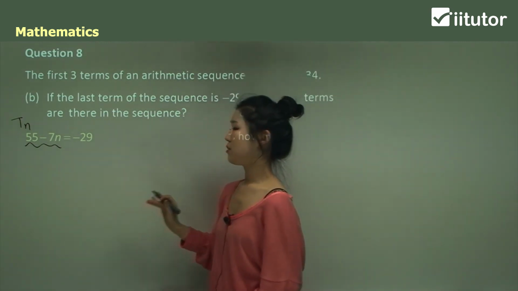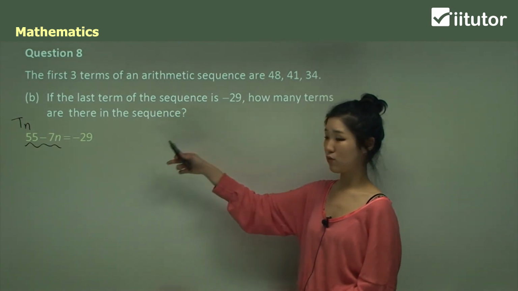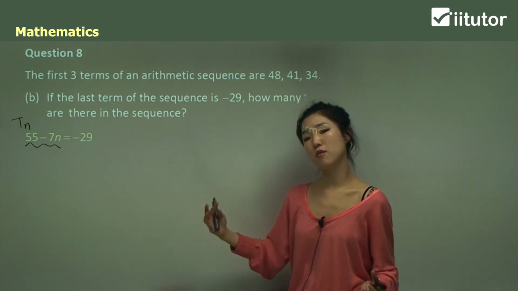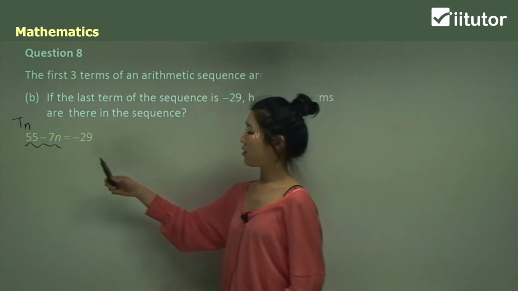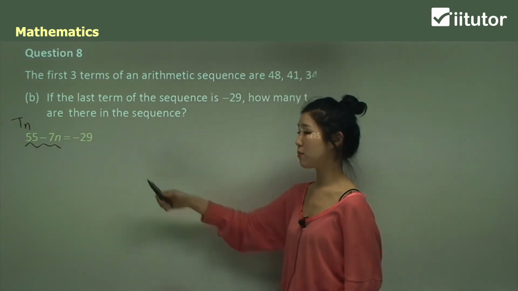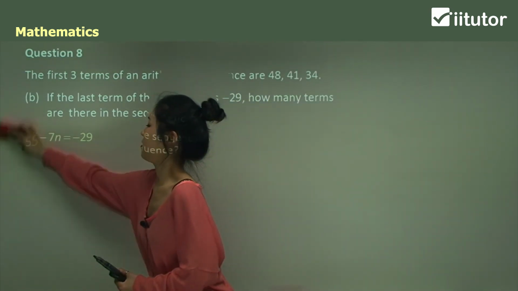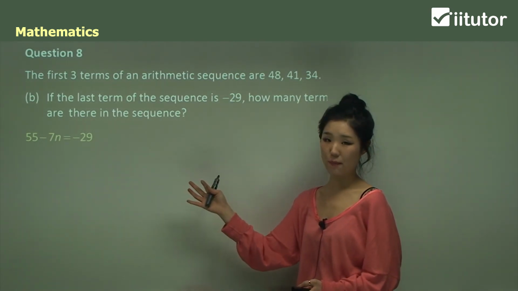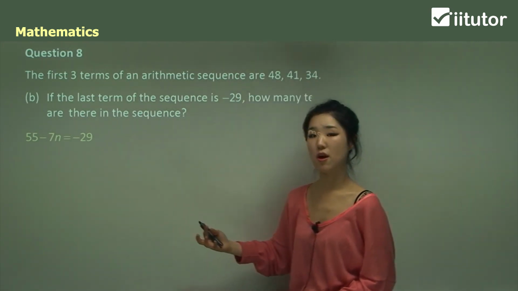So Tn equals 55 minus 7n. And we want to find n when the last term is negative 29. Because again, remember how I told you? If there are n many terms in an arithmetic sequence, the nth term is the last term. So if you find that nth term, that will be the last term, which is negative 29. That's why I put the last term equal to that Tn. Alright? So I'll rub this off so you're not confused. Have a look. I made it equal to the last term. So if they give you the last term, just make it equal to the last term. And if we find n in terms of that from this equation, we can find how many terms there are.